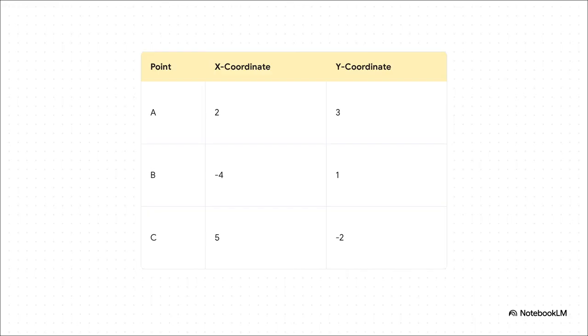And this is exactly where coordinates become so important. We can now give any spot on this flat plane a unique address using just 2 numbers, an x-coordinate for left-right and a y-coordinate for up-down. So you want to find point A? Easy. Go 2 spots to the right and 3 spots up. You're there. Every single point has its own unique 2-number address.